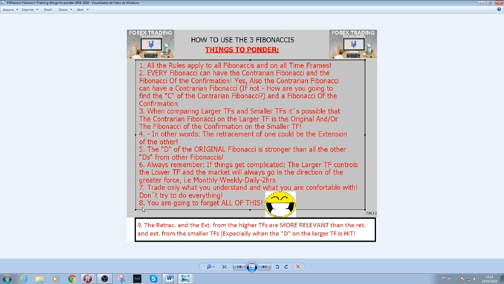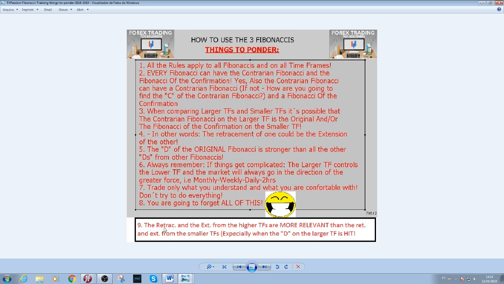Number 8, you are going to forget all of this, and this is true. If you are not reading the rules and the pictures we are giving you daily, most likely you are going to forget all of this, especially when we move on to the next topic in the coming months.